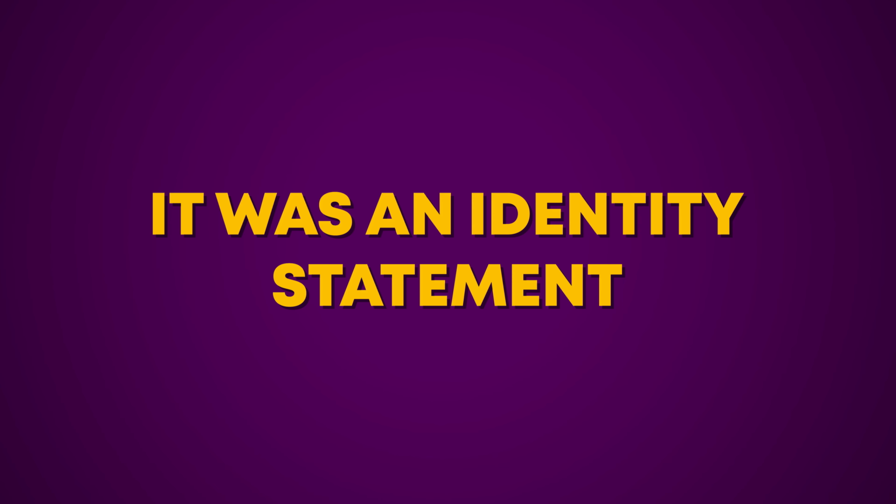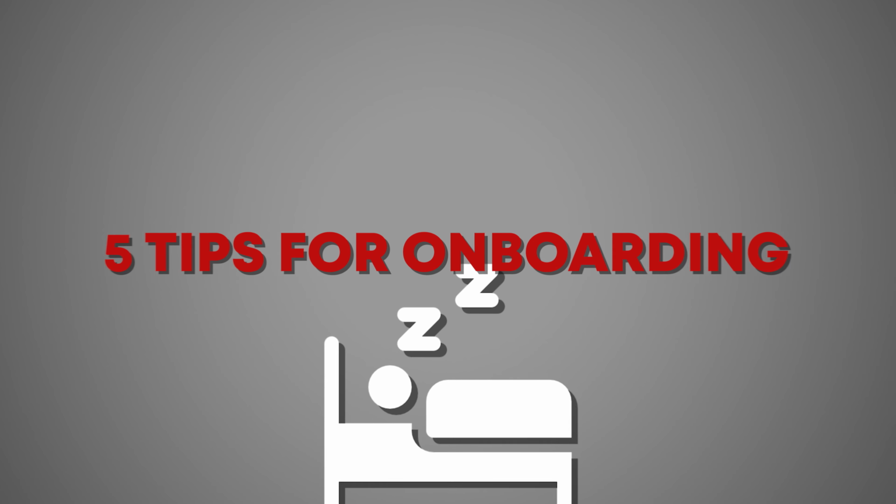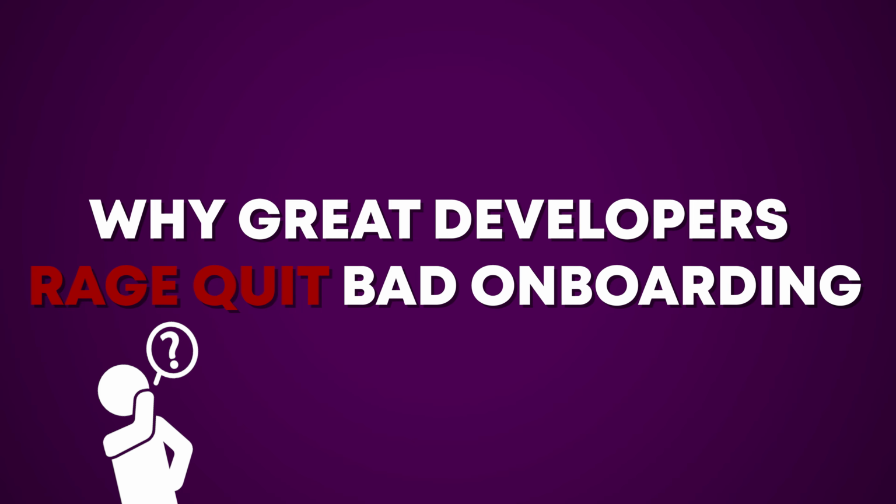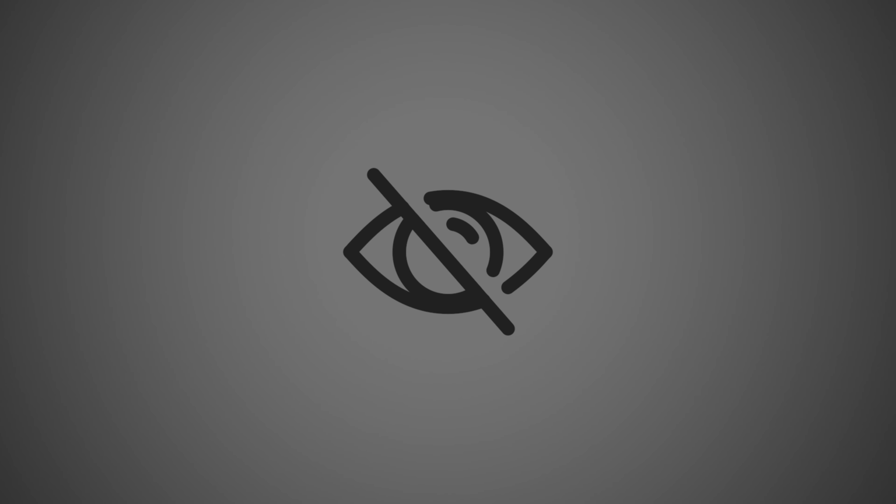It wasn't just content, it was an identity statement. So use phrases that your audience uses, show their struggles, make your headlines and visuals scream, this is you. Instead of 5 tips for onboarding, use why great developers rage quit bad onboarding. Because that's what developers do. They rage quit. And if content doesn't reflect what your audience is or who they want to be, well, it's invisible. People just don't share facts, they share flags.